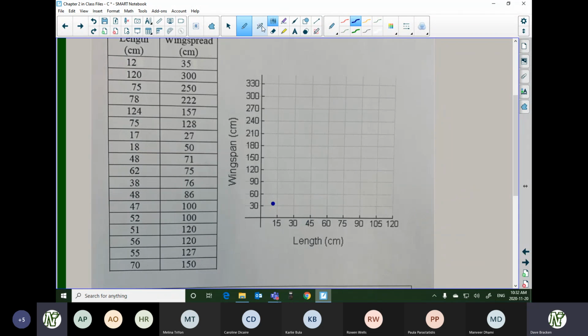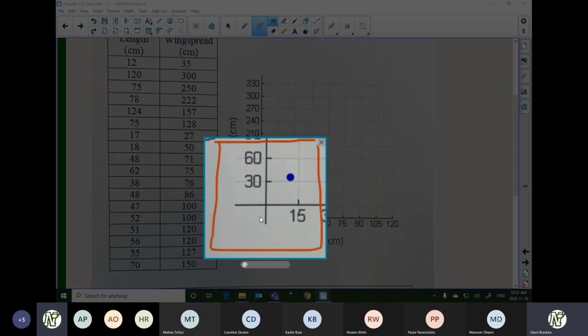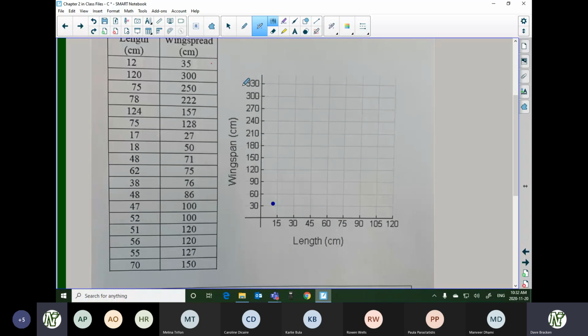So we're going just across. I don't get to use this function too often. So I'll go like this for a second. And you can see that I've gone over to about 12, just before the 15, and up just past the 30 to 35. All right. So we now have our first point. I usually just put a little dot when I've got a whole bunch of these, to help me keep track of which ones I've done.